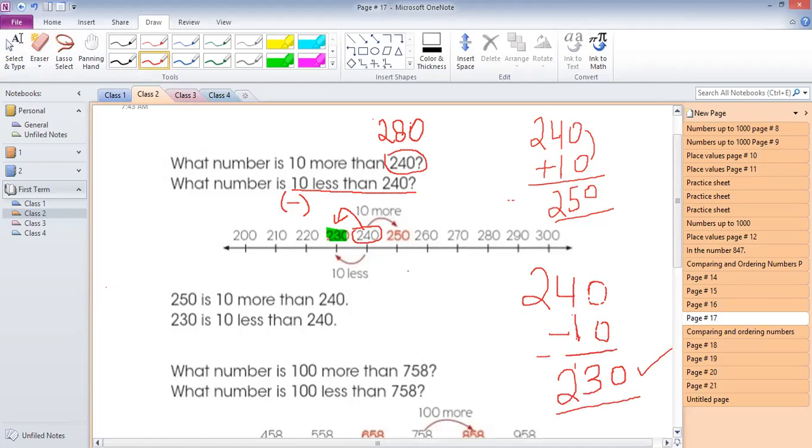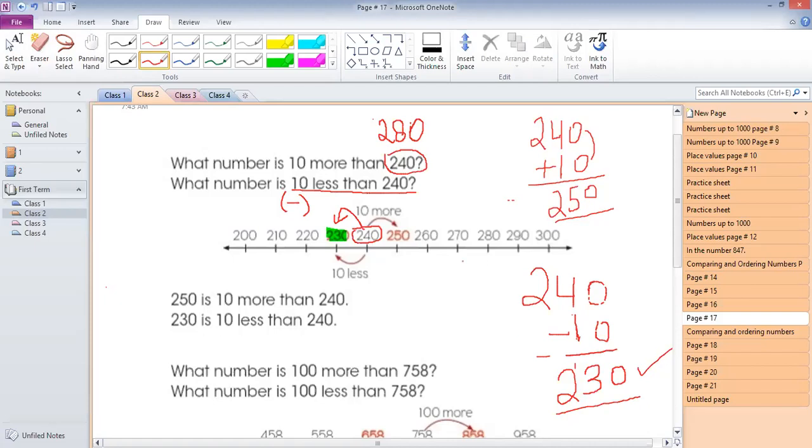230. If you want to find out the less number, you can check with the number line. In the number line, you will just check the number which is before 240. So that is 230. Or you can do the subtraction as well. By subtracting 10, you can also find the answer.